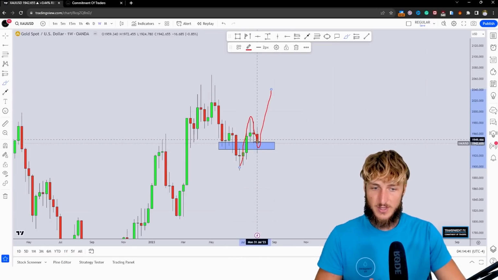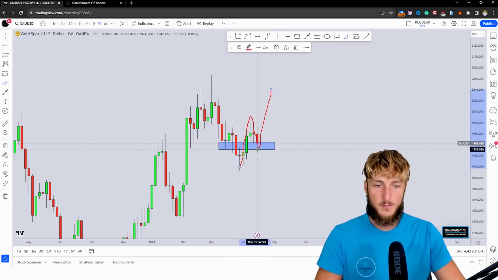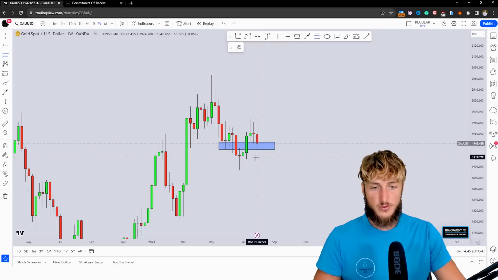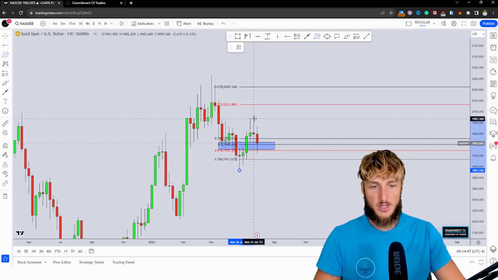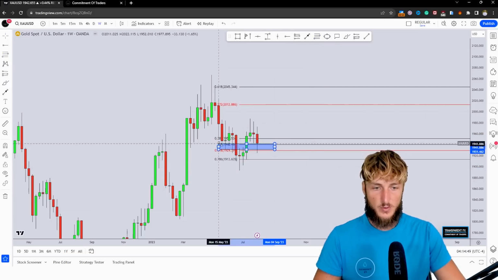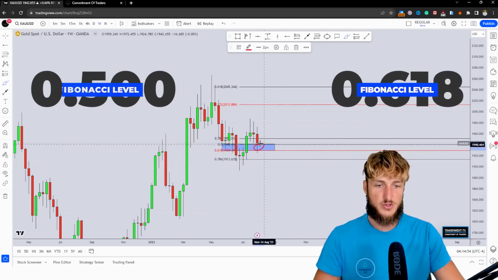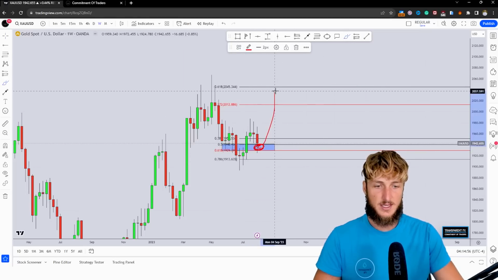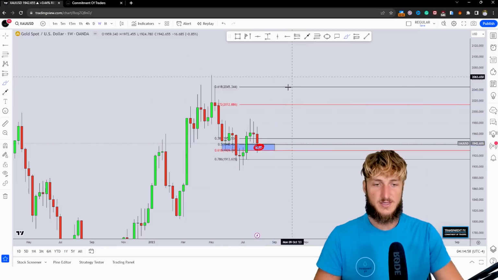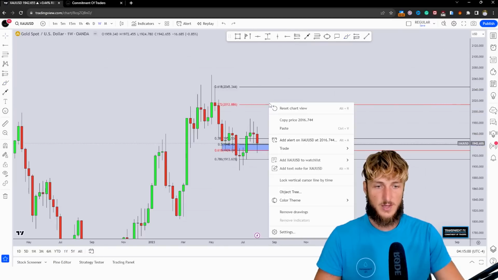So since we have the impulse and correction, if we want to measure this correction, we have to take our Fibonacci from the low to the high of the impulse leg. And if we do that, we can see how we have the 50% and 0.618 Fibonacci retracements lining up exactly in this zone that we could in fact expect this market to reject to the upside.